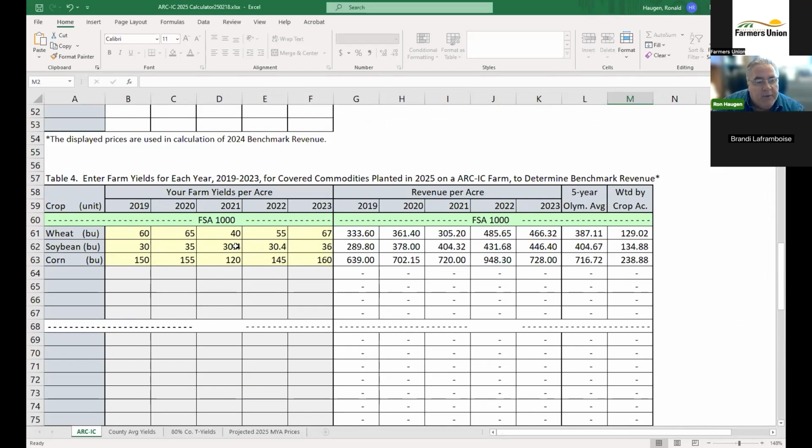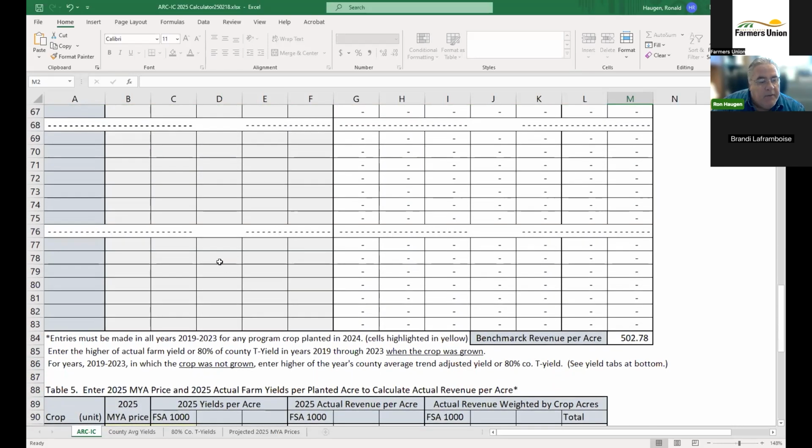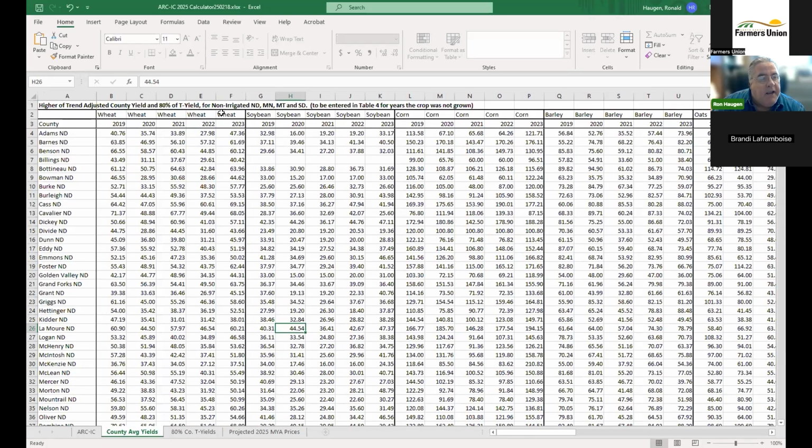Now, people shy away from this program. They say, "Oh, we have too much to do and too much to keep track of." But once you do it once, if you remain in the ARC-IC, you just add the next year and they've got a history of your old yields. It's not that hard once you get into it. On the bottom, if the crop was not growing, let's say it's prevent plant, then you enter the higher of the county average trend-adjusted yield or 80% of T. The county average says non-irrigated yields.